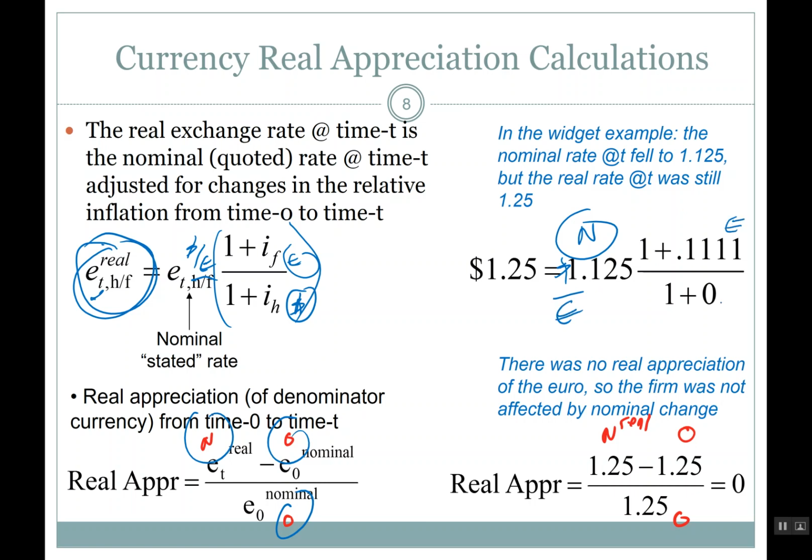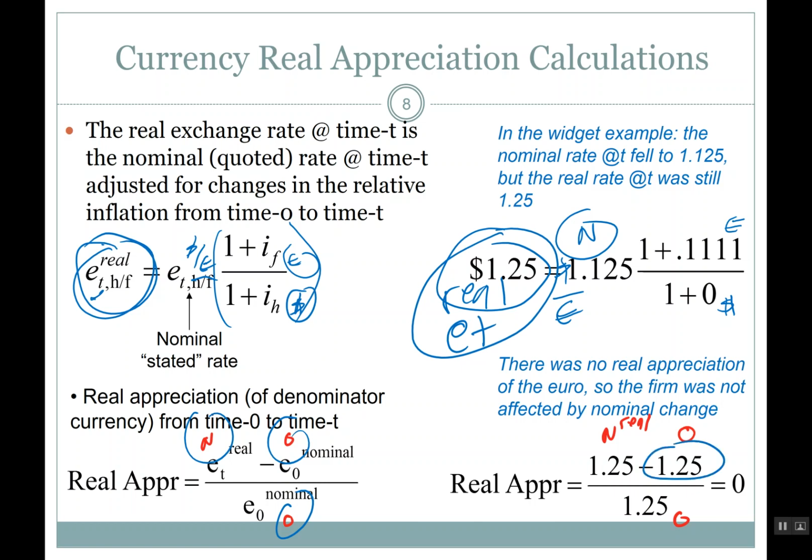However, I said euro inflation was 11%, dollar inflation was 0%. So the real exchange rate at time t is $1.25. The old exchange rate was $1.25. Therefore, there's no real appreciation. Your firm will be fine. Just change your prices.